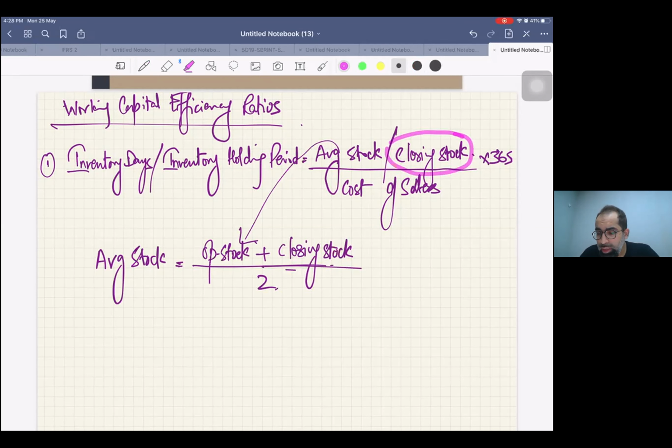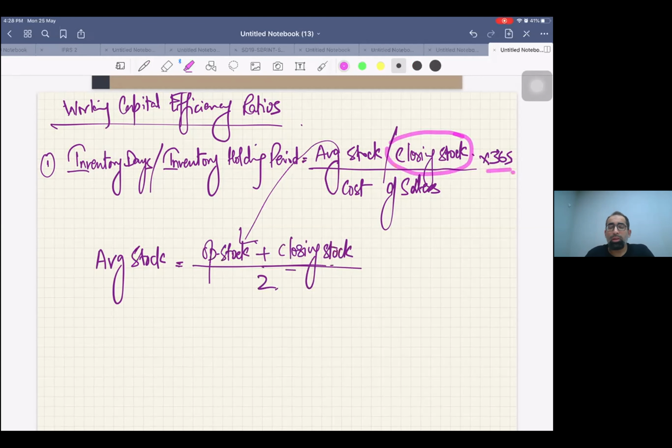Now one more thing, if you want the answer in days, then use 365. If you want the answer in months, there are 12 months in a year, so multiply it by 12. If you want the answer in weeks, then there are 52 weeks in a year, so multiply it by 52.